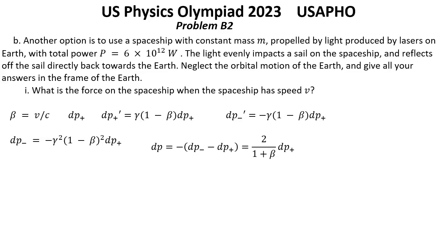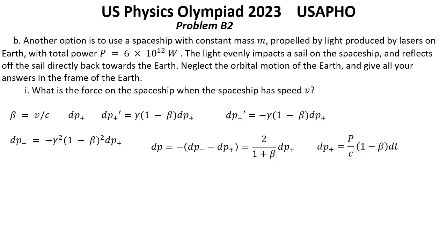Original momentum produced by lasers was P over C multiplied by delta T, but our spaceship used only the 1 minus beta part of this power, so of this energy, because the spaceship is moving with the speed V and we cannot use the full power. So we have delta P plus equal to the original power P over C multiplied by (1 minus beta) multiplied by delta T.